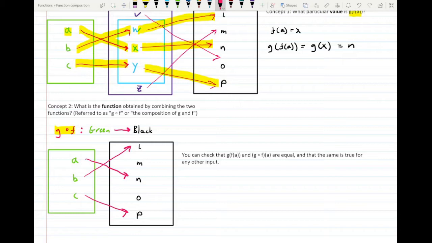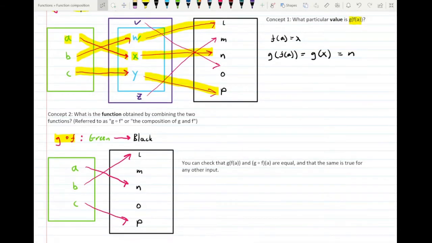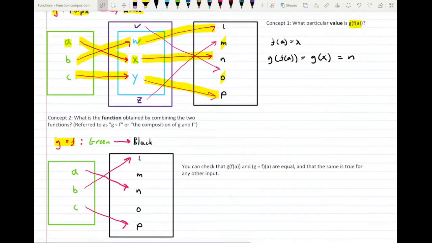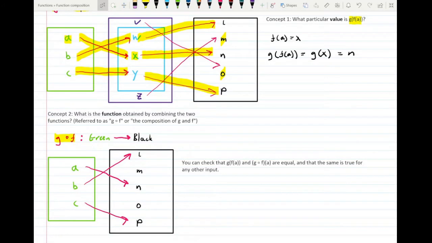Notice that even though g maps to all five elements or airports in the black set, right? It reaches O, and it reaches M. The combination of g and f cannot reach either of those because the f flight plan never reaches any of the departure points that reach M and O. So M and O become unreachable. So that's a little bit of a quirk of function composition, is that sometimes you lose potential destinations.